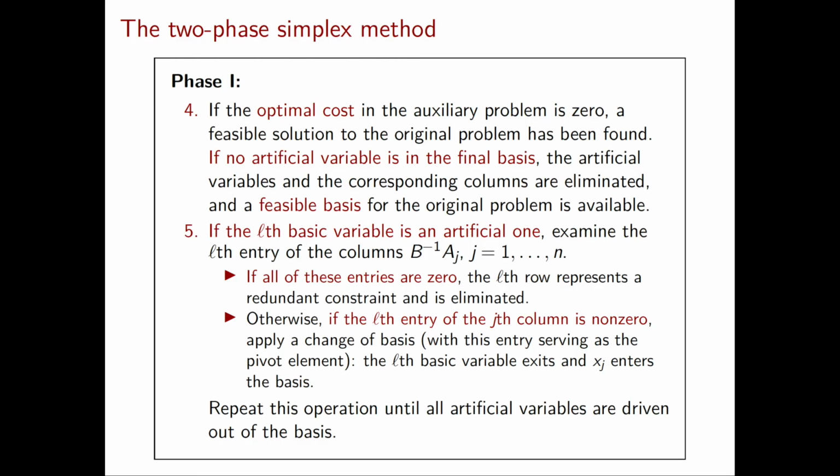On the other hand, if the ith basic variable is an artificial variable, we examine the ith entry of the columns B inverse Aj, for j that ranges from 1 to n. If all these entries are 0, the ith row is a redundant constraint and is eliminated. Otherwise, we find at least one non-zero. Let's say this is in the jth column. Then we apply a change of basis to have the ith basic variable leave the basis and xj enter the basis. We need to repeat this operation until all artificial variables are driven out of the basis.